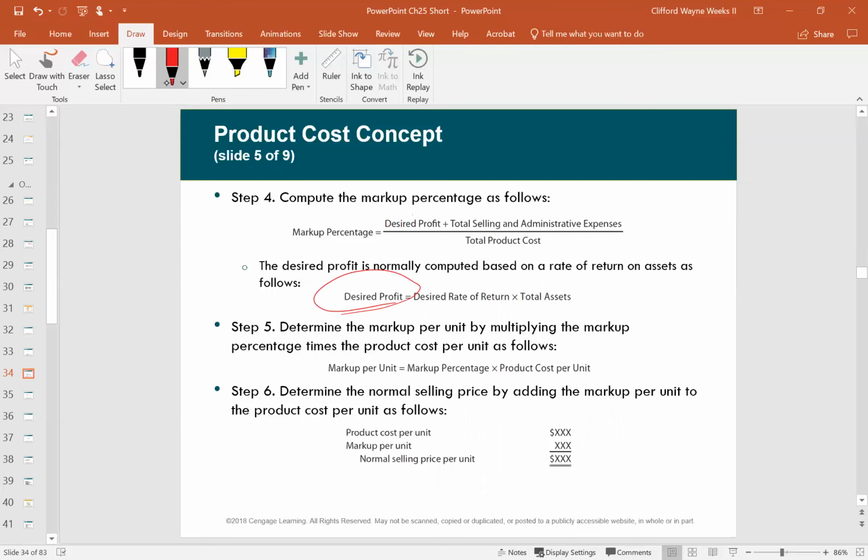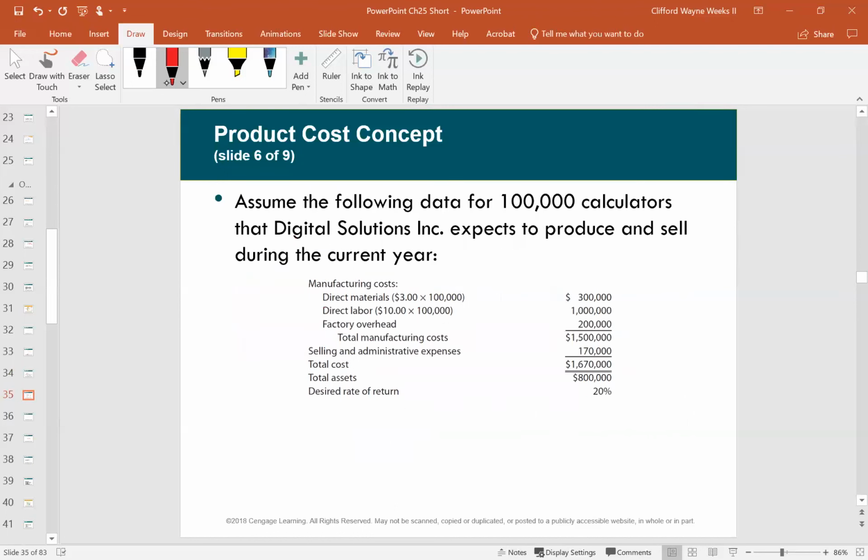Determining the markup: once we've got our markup percentage, we're just going to multiply that markup percentage times our product cost per unit, which was step 3, and that's going to give us our markup per unit. Then we take that markup per unit and add it to the product cost per unit from step 3, and that's going to give us our selling price. So let's use some numbers.